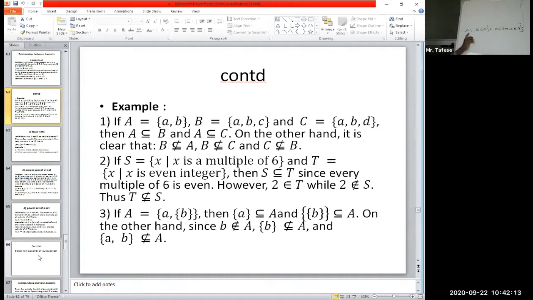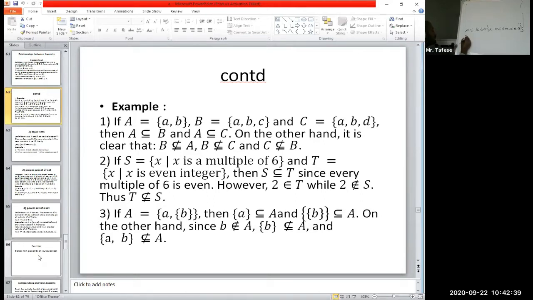A subset of B equivalently means the set of all x such that x is an element of A implies x is an element of B. What does that mean? It means if x is an element of A, then that x should be an element of the second set B. This is for A subset of B.